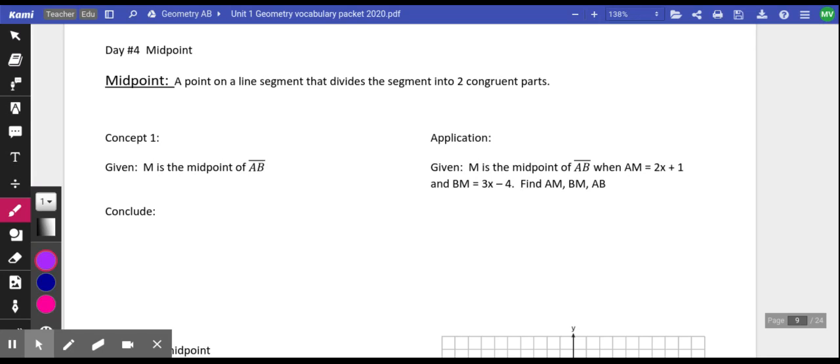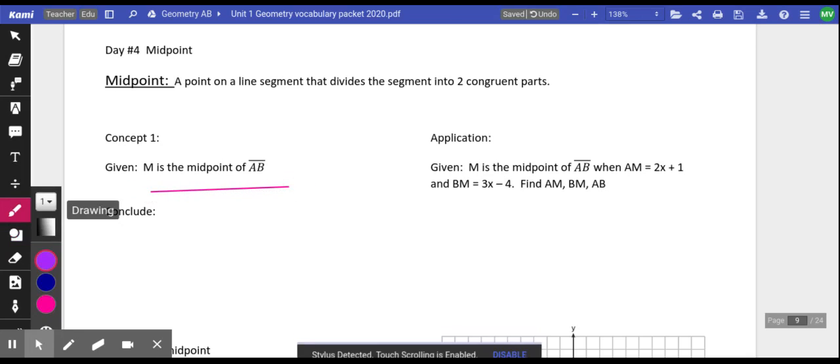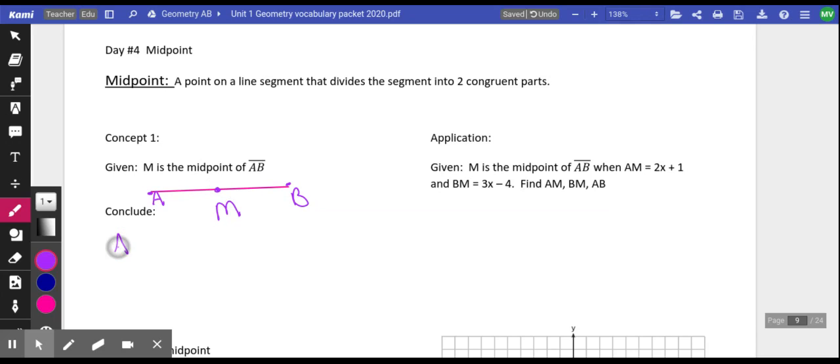So the most basic idea of this is if M is the midpoint of AB, we have a drawing, a line segment that is AB, and M is in the middle such that AM is congruent to MB. And that's exactly what it says, where it's two congruent sections.